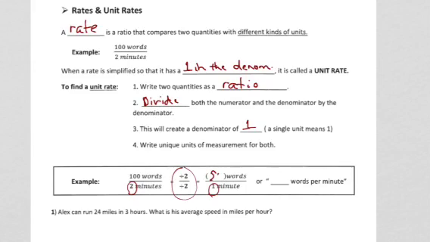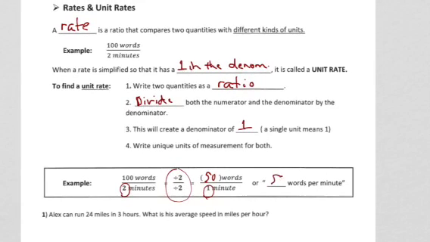The numerator you would divide and get 50. All right, this creates the denominator of 1, or a single unit. And then we write the units of measurement for both. So we would say that this is 50 words per minute.